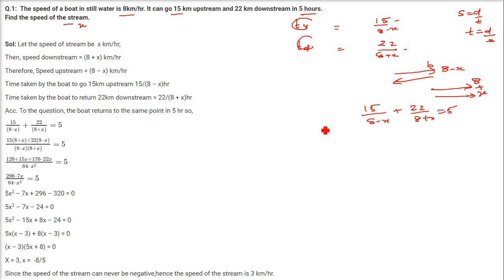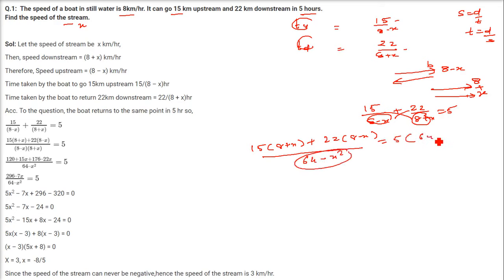So let us solve it. Let us multiply 15 with 8 plus x and then 22 with 8 minus x, and you have 8 plus x and 8 minus x. So this is a plus b, a minus b. So I'm directly writing a square minus b square, that is a square is 8 square, that is 64, minus x square equal to 5. So I'm taking this on the right hand side.